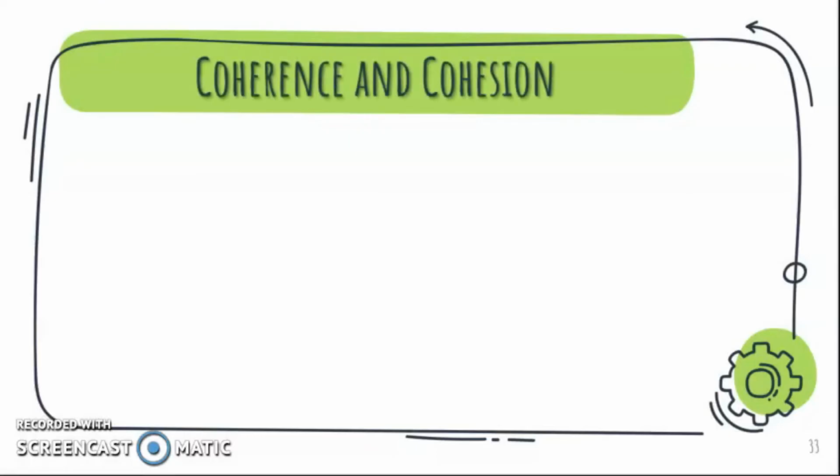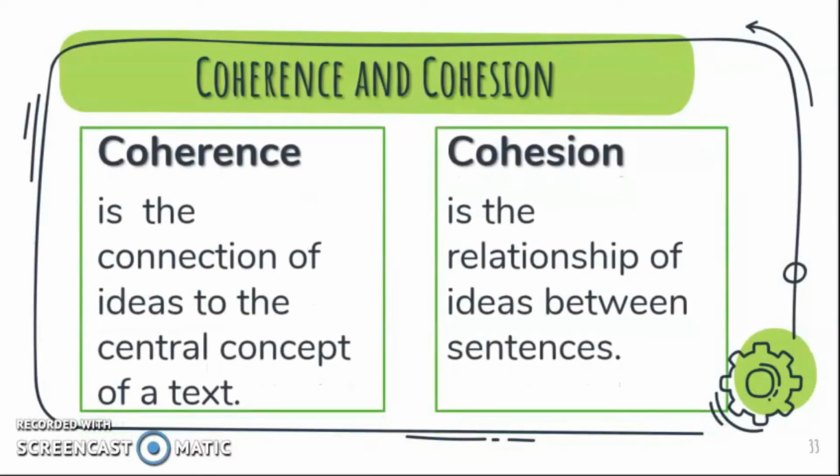So always remember, when we say coherence and cohesion, coherence is the connection of ideas to the central concept of a text, meaning to say, identifying the unity between and among paragraphs, and when we say cohesion, it is a relationship of ideas between sentences. Always remember that both should be present in your text, because having one without the other will still create confusion for readers. But what will happen if one of them is missing?